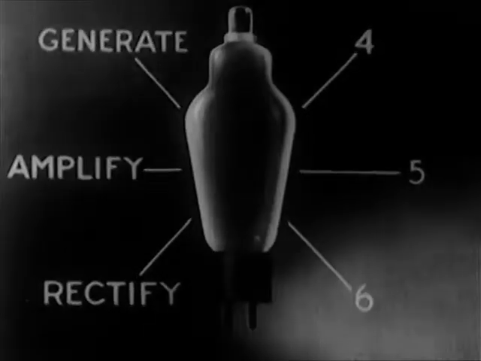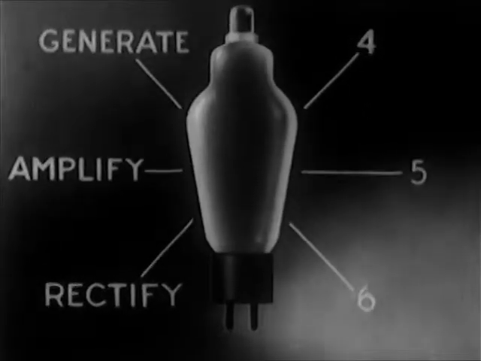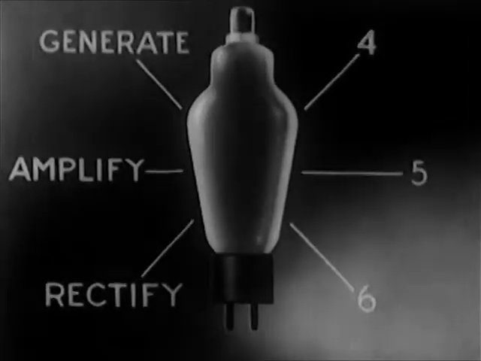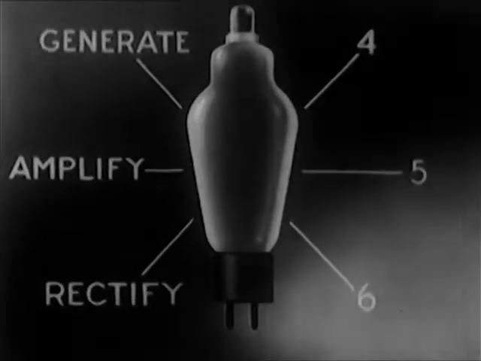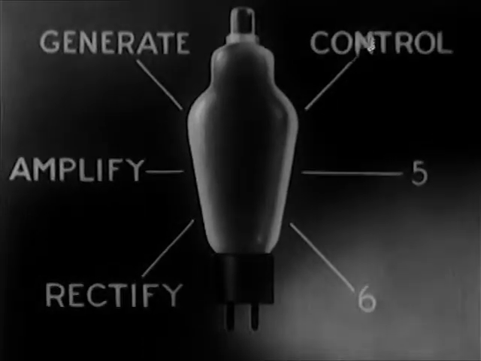We've now illustrated three of the basic ways that the electronic tube can be put to work. It rectifies, it amplifies, it generates. And here's a fourth thing it does. It controls.